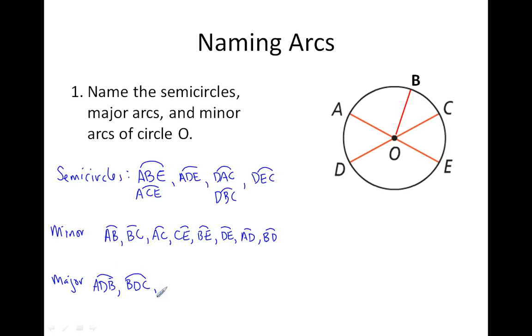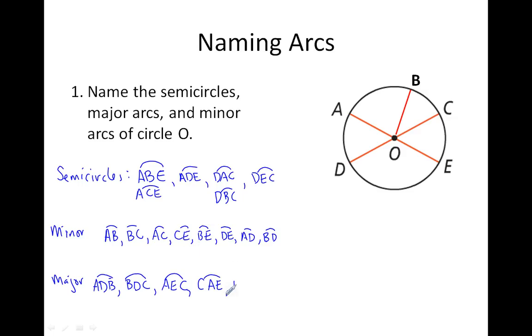Next we have AC. We're still going to have endpoints of A and C, but we're going the other way around. I can't use B because that's the minor arc, but I can go the other way. So I'm going to use E this time. So we have AEC. Then we have CE. Going the other way around the circle, we have CAE.